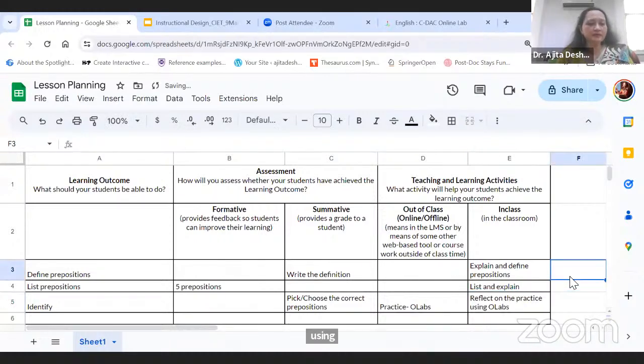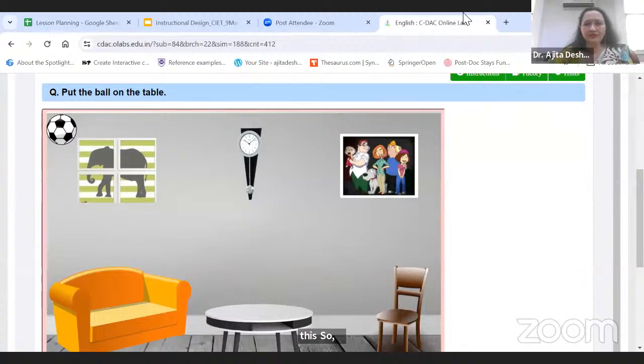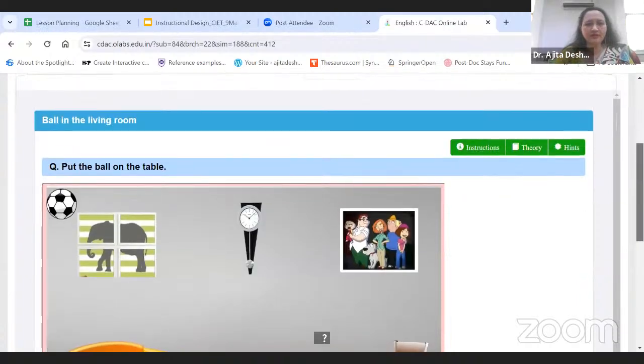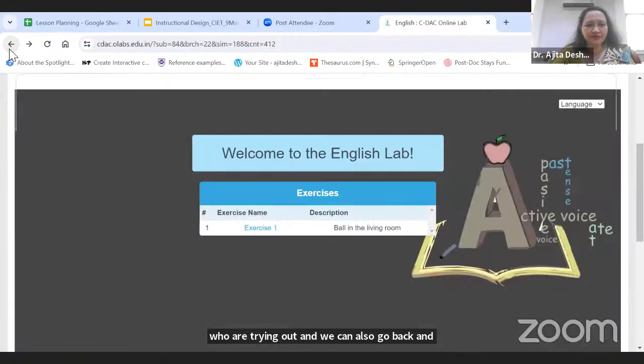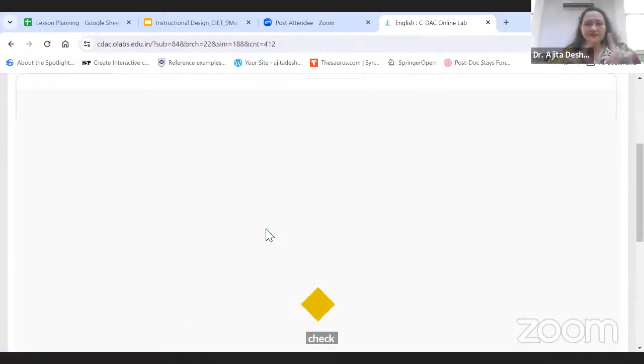So what did they learn in this? So between ka matlab kya hota hai? And if you see this, those to whom I have already given the link and those who are trying out, we can also go back and actually check. So once I go here, right, it gives me options.